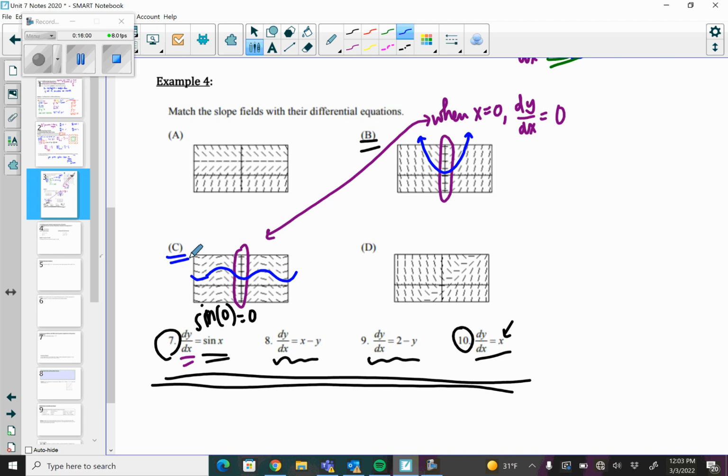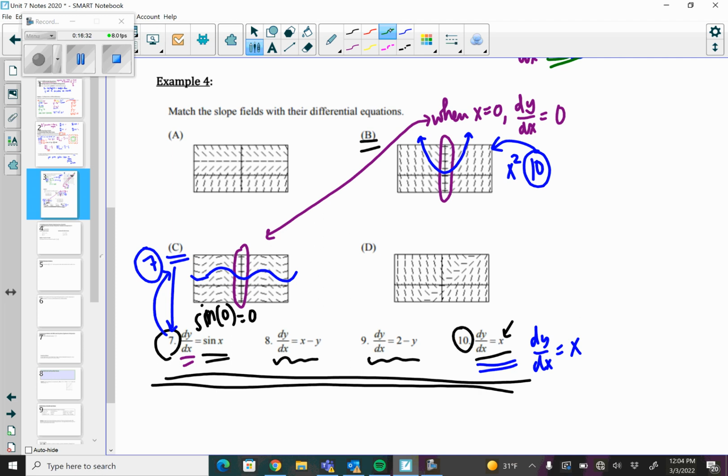Well, I notice that C looks like a sinusoid, right? Sine and cosine. And B looks like x squared. Well, that would make sense. If the derivative of my function is x, then that means the antiderivative of it would be x squared. So I can match B is option 10, C is option 7. Now we got to look at A and D.